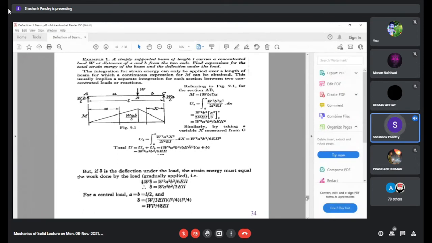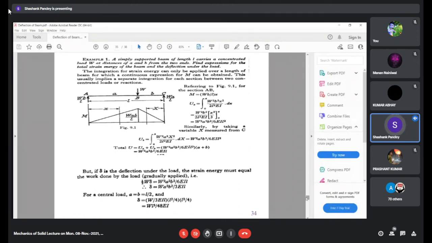Similarly, if we want to determine the strain energy by taking a variable x measured from C, for the portion BC, this will be equal to the integral. We have taken a separate variable, capital X, and the integration limits have also been changed from 0 to a.